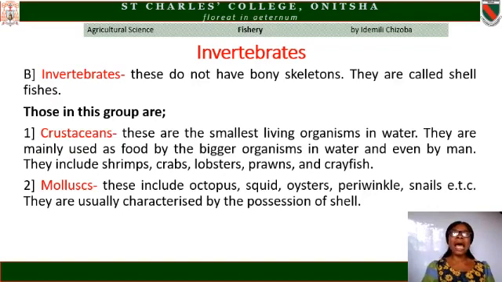Then the second group of the other aquatic living organisms are the invertebrates. The invertebrates are those organisms that live in water that do not have backbones. They don't have bony skeletons. They are called shellfish. Those in this group are the crustaceans. These are the smallest living organisms in water. They are mainly used as food by the bigger organisms in water and even by man. They include the shrimps, the crabs, the lobsters, the prawns, and the crayfish. Then another group of the invertebrates in water are the mollusks. They include the octopus, the squid, the oysters, the periwinkles, the snails. They are usually characterized by the possession of shells.